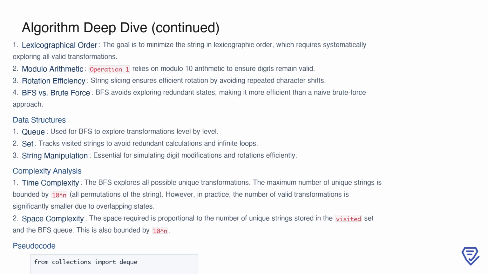The two primary data structures involved are the queue, which supports the BFS traversal, and the visited set, which ensures we avoid infinite loops and redundant processing. Together, these structures allow us to simulate transformations systematically. The complexity of this approach is bounded by the number of unique strings that can be generated, which, while theoretically large, is often much smaller in practice due to overlapping states.